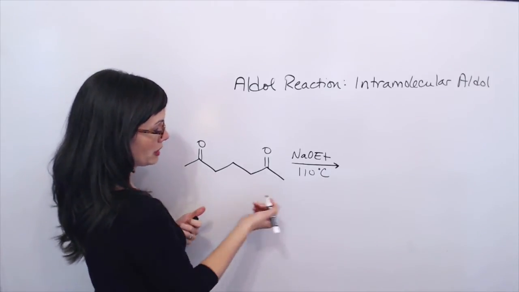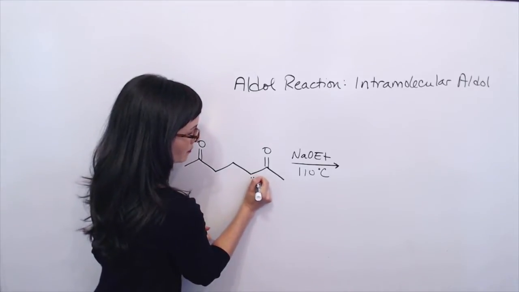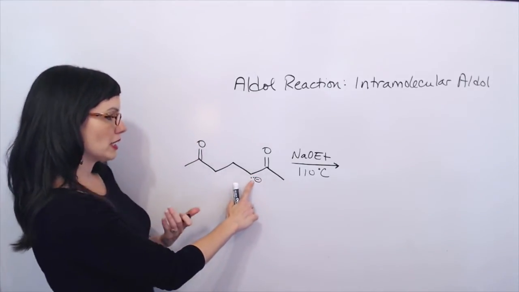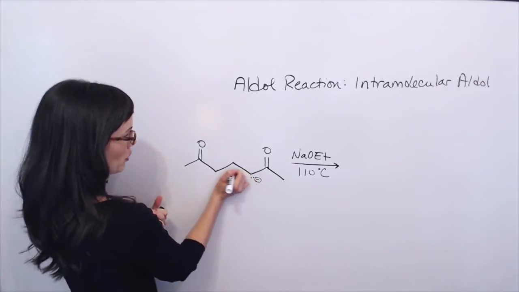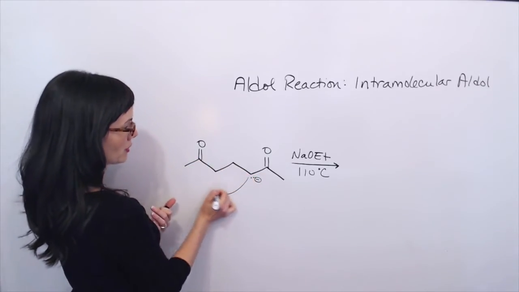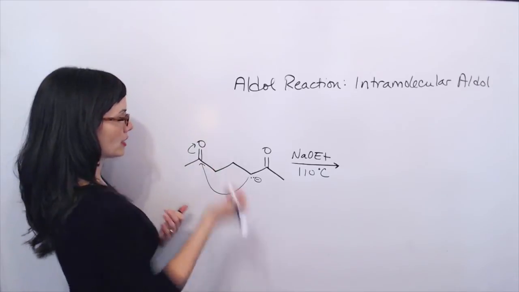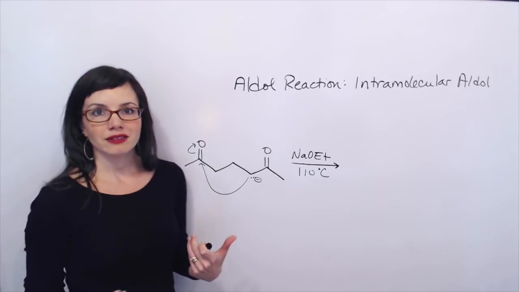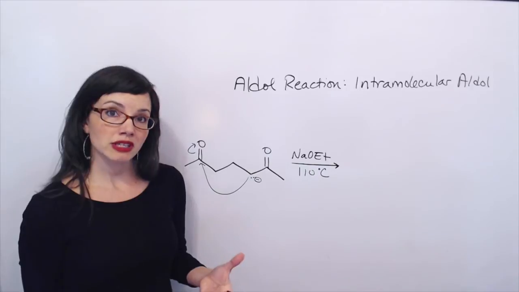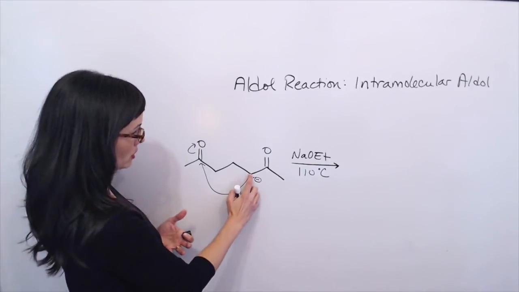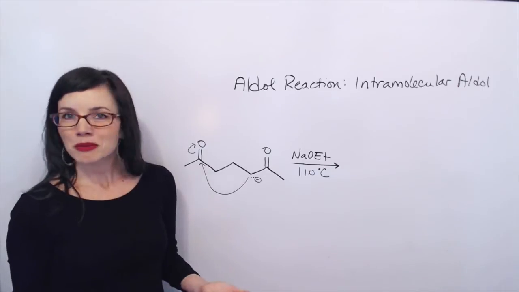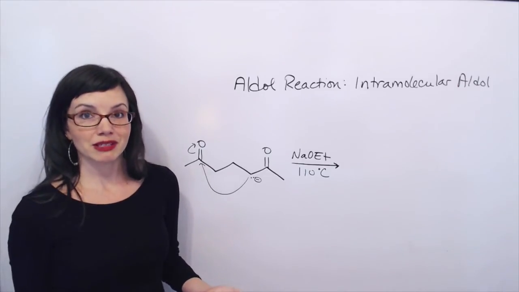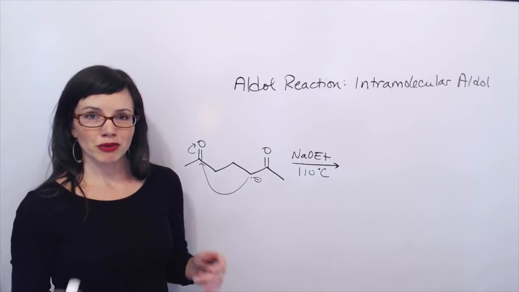I'm going to turn this one into my alpha, and I'm going to let it attack my other carbonyl. Now I can't directly draw a bond here, so I'm just going to let it come underneath and attack and push these electrons up onto the O. And let's look at how many carbons are in that ring. There's a total of 1, 2, 3, 4. And a 4-membered ring isn't very thermodynamically favorable. A 4-membered ring is like a square.